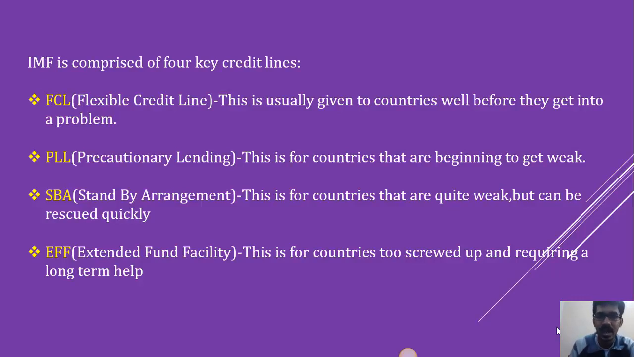And the third one is the standby arrangement. This is for the countries that are quite weak but can be rescued quickly. For those countries, IMF will lend in the form of a standby arrangement. And the last one is the extended fund facility. This is for the countries that have severely suffered from a problem and need long-term help. For those countries, IMF will lend in the form of extended fund facility. These are all the 4 credit lines followed by IMF for lending money to a country which is facing a problem.